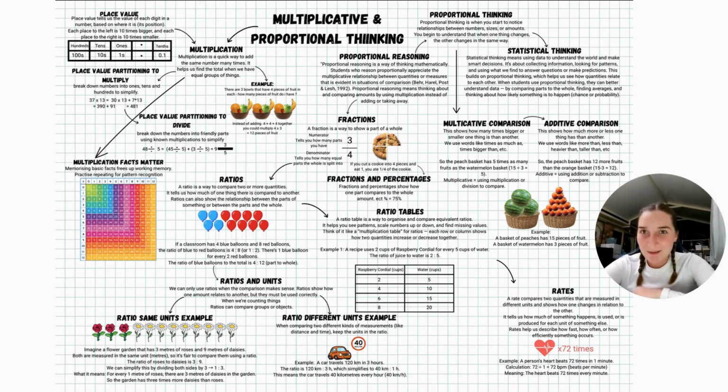Now let's go back to the top. So proportional thinking is pretty much when you start to notice the relationships between numbers, sizes, or amounts, and you begin to understand that when one thing changes, the others change also in the same way. So building from this, we've got an example.